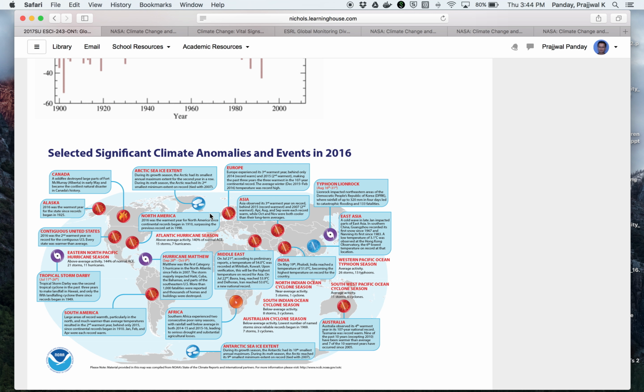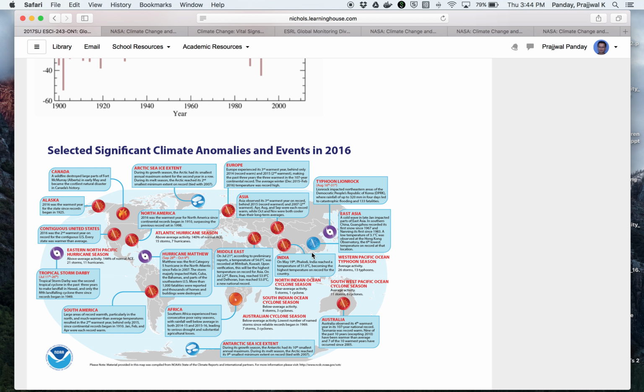If you look at the significant climate anomalies and events in 2016, this figure here sums up some of the major events that have occurred throughout the world. 2016 for Alaska was the warmest year since 1925. So again, we see that more and more extreme weather records and climate events have been broken more recently.